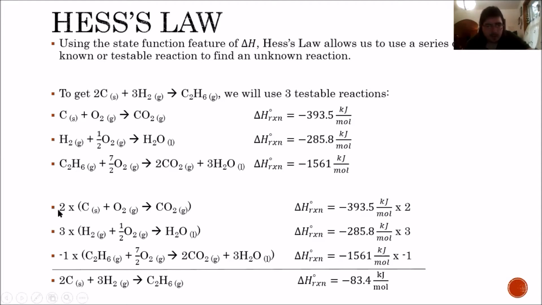So if I multiply the coefficients through and add all of them up, the O2s cancel out, the CO2s cancel out, the waters cancel out, leaving us only 2 carbon, 3 hydrogen, and 1 ethane, making this the same starting and ending conditions. Doing the same with the delta H's, 2 times that, 3 times that, -1 times that, we find here's the heat of formation of ethane. There we go. That's all you need.